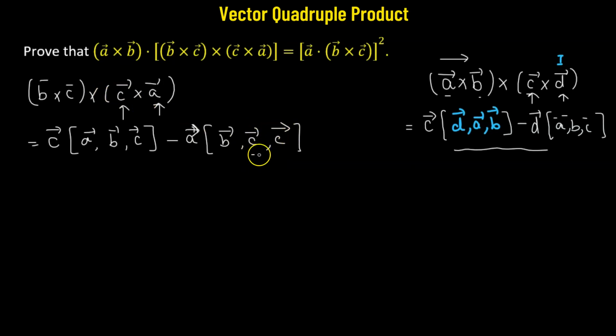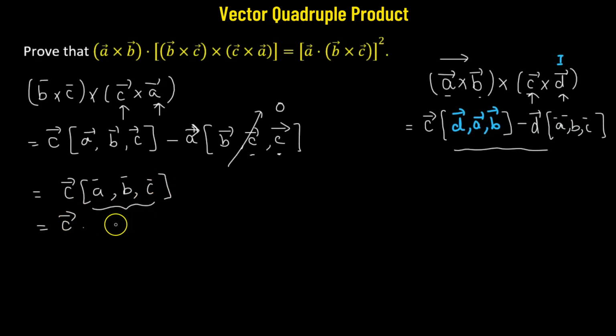Now by definition, this scalar triple product between B, C, C will go to 0 because we have two vectors that are exactly equal. So this will go to 0. That means our vector now is C vector multiplied to the scalar triple product of A, B, C. Let's call it alpha for the time being, where alpha is equal to the scalar triple product between A, B, and C.